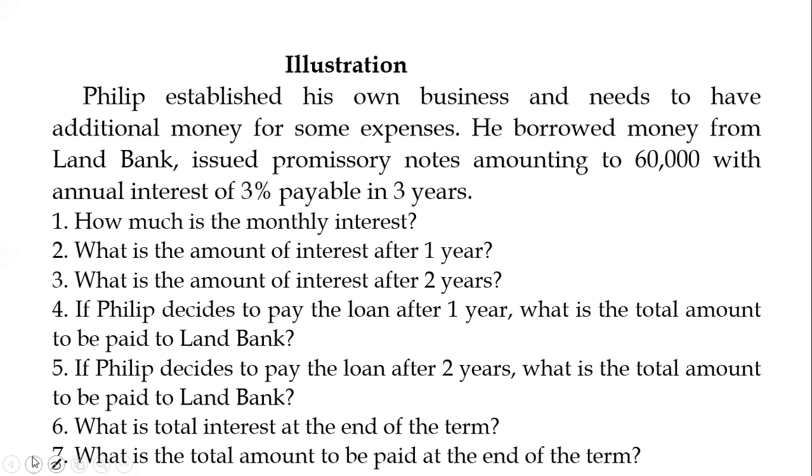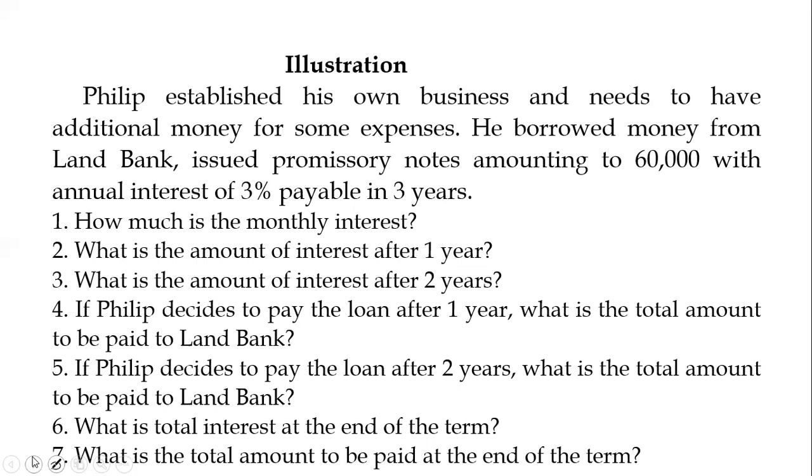So how much or what is the total amount to be paid to Land Bank? So magkano kaya ang kanyang babayaran? And yung number 5 question, if Philip decides to pay the loan after 2 years, makalipas yung 2 years, ay gusto niya nang bayaran yung kanyang pagkakautang, what is the total amount to be paid to Land Bank? Okay? So number 6 question, what is the total interest at the end of the term? So tinapos talaga ni Philip yung 3 years contract nila. So magkano ang magiging interest nung kanyang inutang na 60,000? And number 7 question, what is the total amount to be paid at the end of the term?